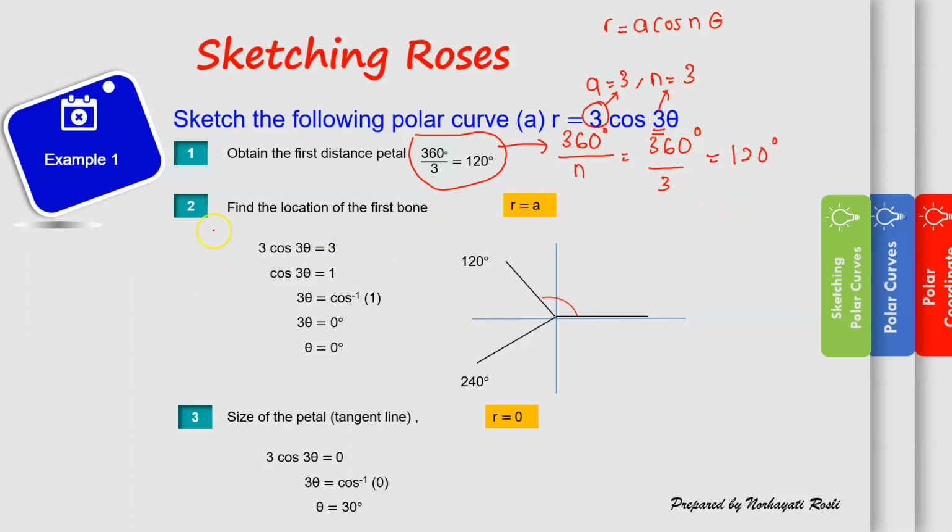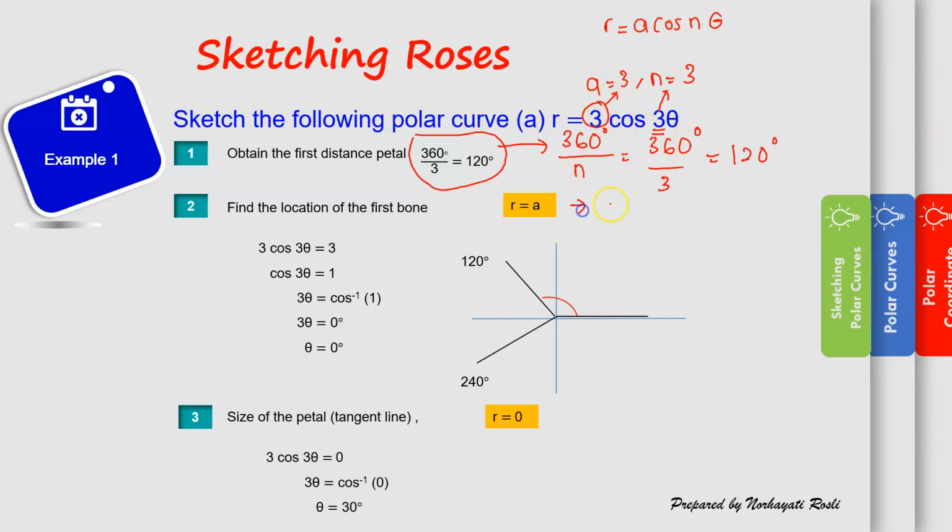And then step number 2, we need to find the location of the first petal. How to find this location? It is to make our equation r equal to a. What does it mean by this one? Our r is given by this equation and a is 3.